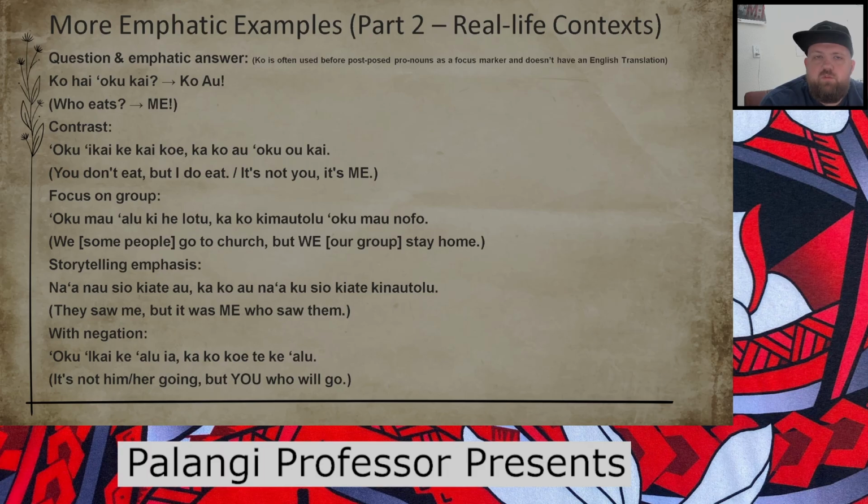Some other examples, we have kohai okukai, and you would answer koao. Also, anytime someone calls your name in Tongan, it's very rude to answer with like what or yes. Yes is a little bit better, but what is really bad. Or maybe disrespectful is a better word. The correct answer is always to say koao, which is it's me.